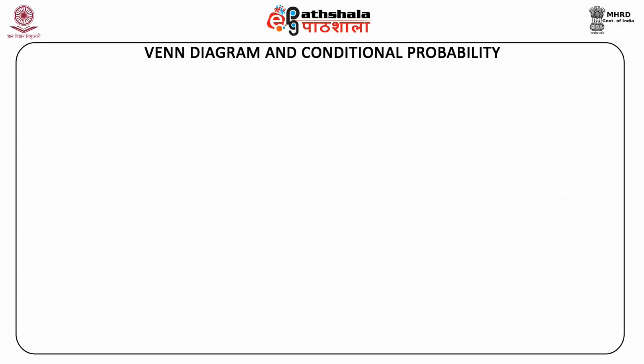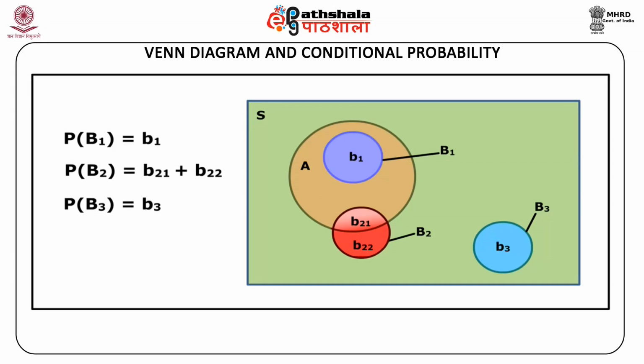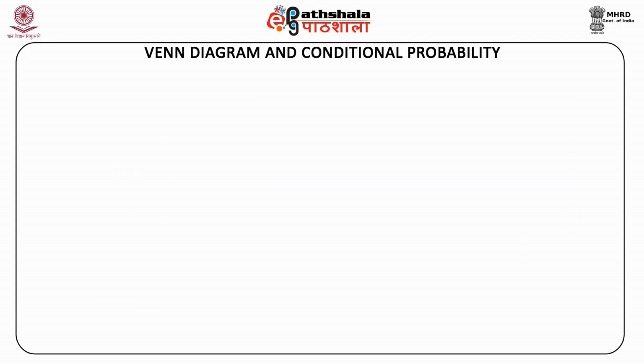Let us now understand Venn diagrams and conditional probability. A Venn diagram is also useful in calculating conditional probability. In the figure, let A, B1, B2, B3 be 4 events in the sample space S. The entire big circle is the event A. Also, as we can see, B1 is a complete subset of A and a part of B2, which is B21, is within A. On the basis of the diagram, the conditional probabilities of A given the B1, B2 and B3 events are as follows.